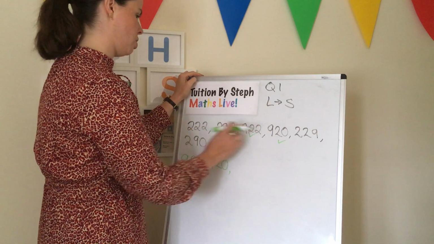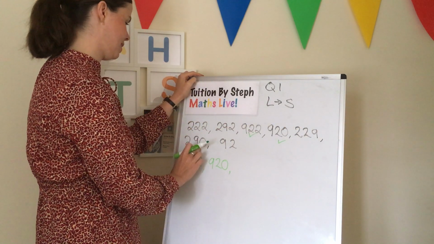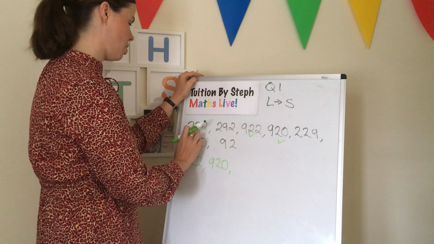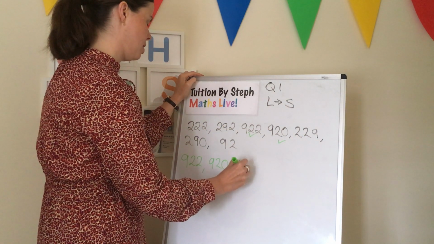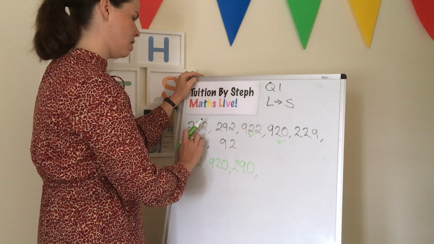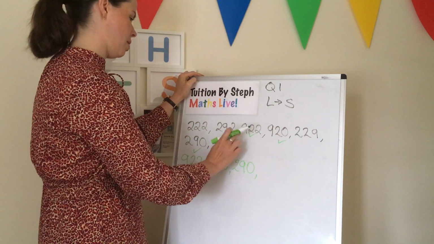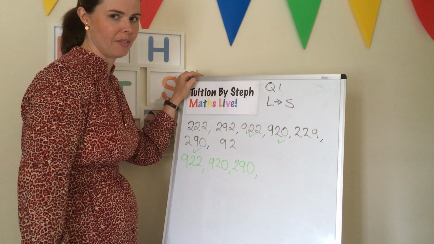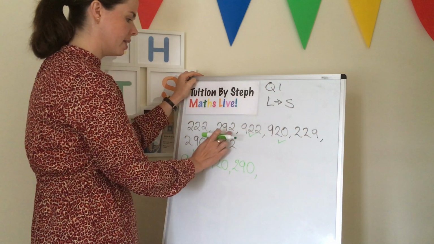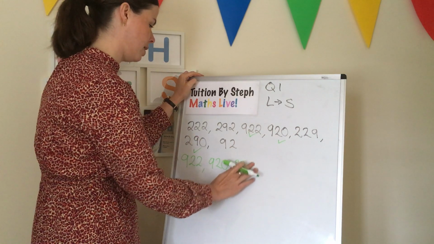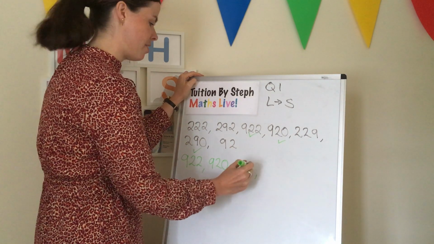Okay, got 222, 229, 290. They all have 2s to start. This one's got 2 tens, 2 tens, 9 tens. So 290, 2, 2. Oh, actually, have I missed one out? Steph's made a mistake. I went so quickly then, I went past this one as well, didn't I? See, even Steph makes mistakes.